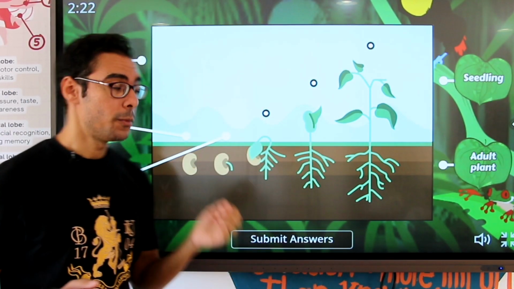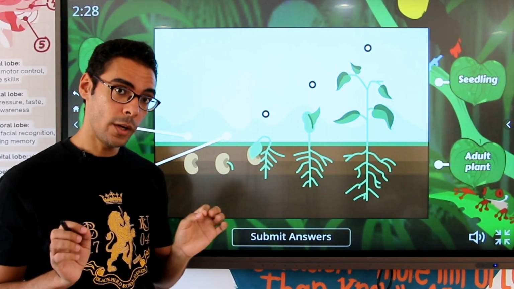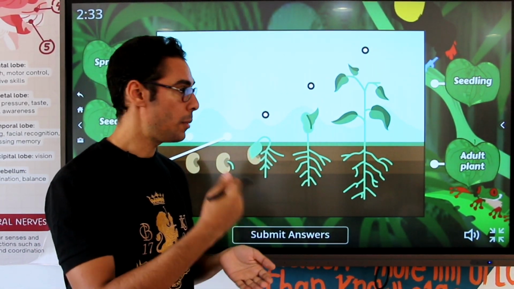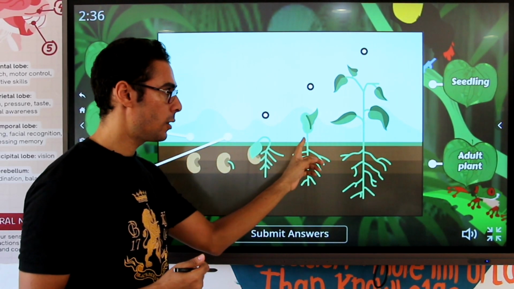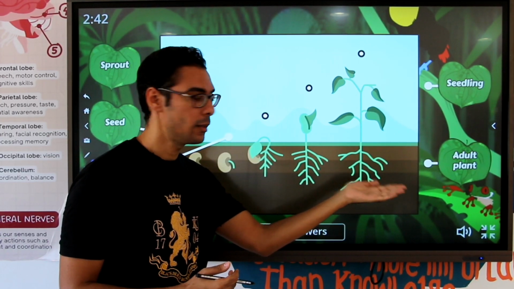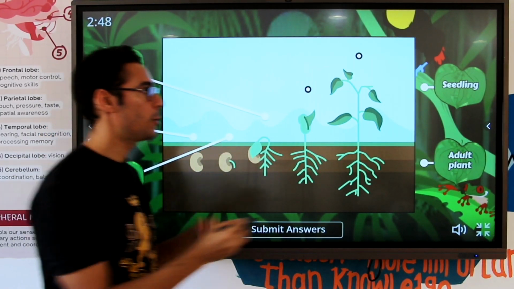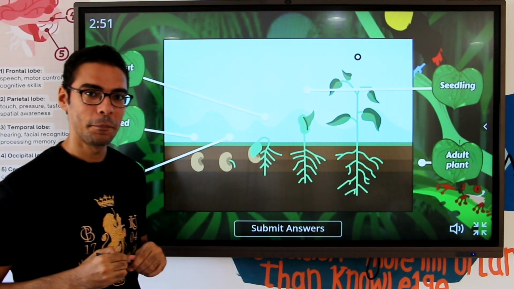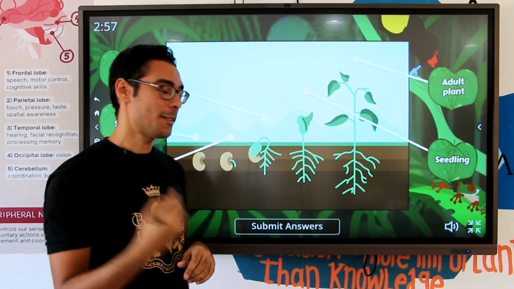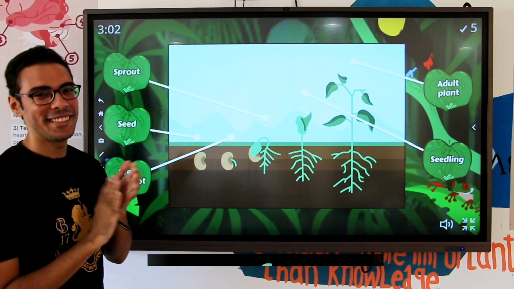But let me just remind you, the sprout and the seedling might be similar, but they have an essential difference. What is it? Actually, the seedling is the very young plant, the young plant that comes before the adult plant. So this might be seedling because it comes in the stage before the adult plant. So this one, I guess it's going to be sprout. And the following one is going to be seedling. And finally, we have the adult plant. To make sure about your answers, let's submit them. Perfect, you did a great job.